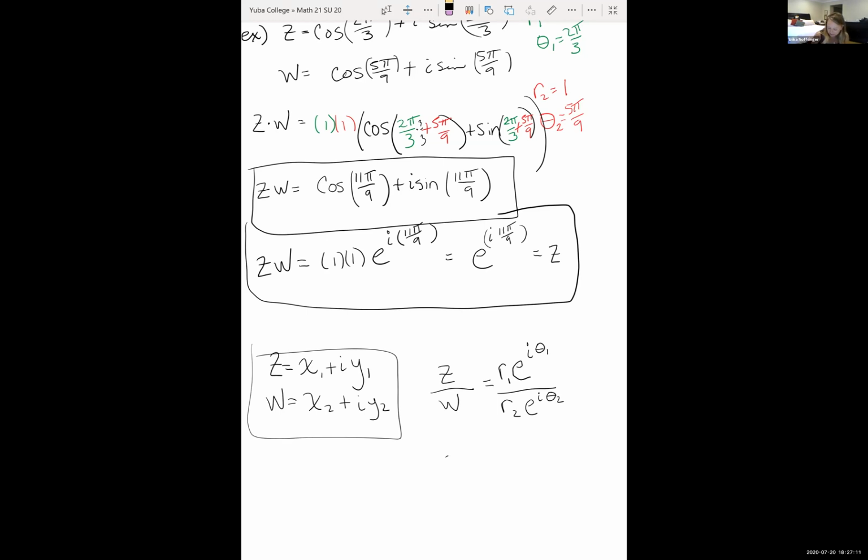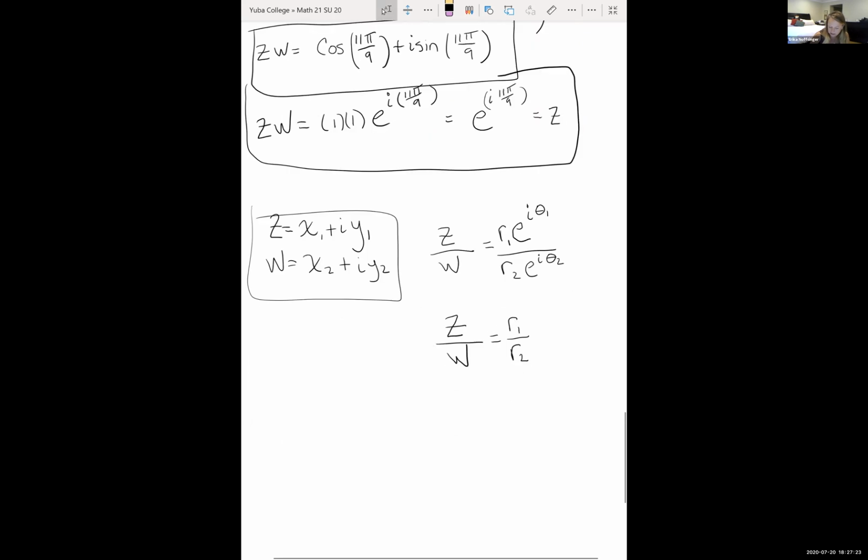So if we want to divide complex numbers, we're basically just dividing the r value in the numerator by the r value in the denominator, and then times e to the subtracted exponent. So this would be i theta sub 1, I can factor out the i, minus the one on the bottom, theta sub 2.